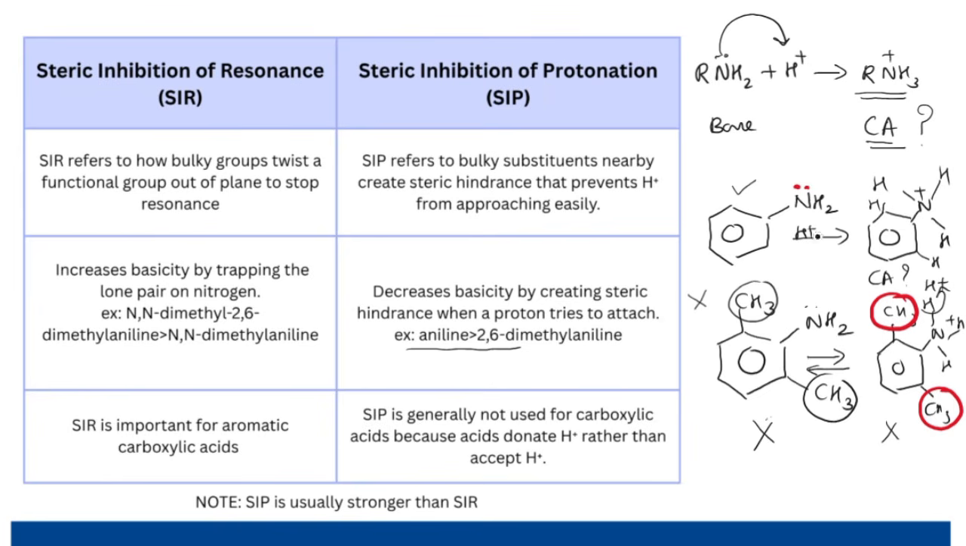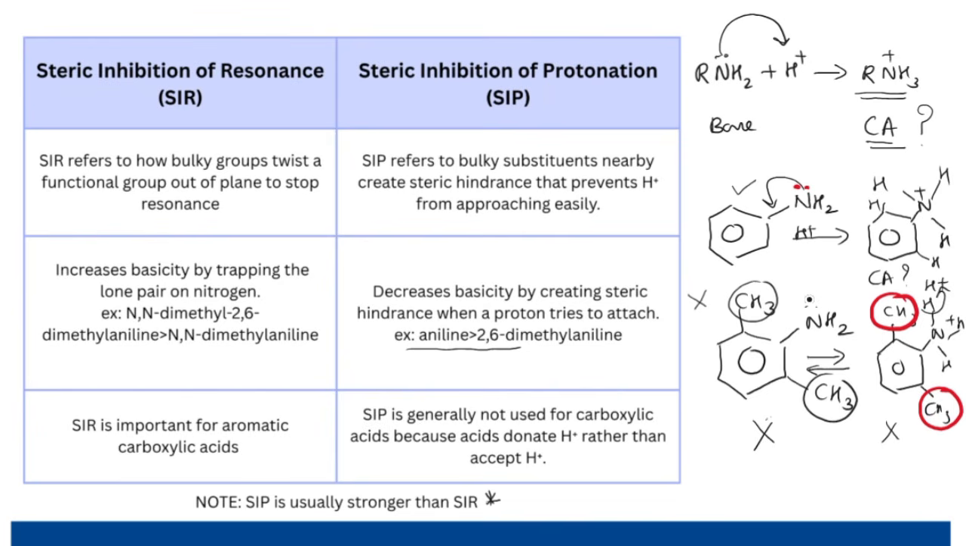Many students might think that, okay, so there is a resonance here also. Then why are we not considering the SIR? So for that, the note is here. SIP is usually stronger than SIR. That is the reason, although there is a resonance, right? So always there is one phenomenon which predominates the other. So in this case, the steric inhibition of protonation, the competition for the space after it accepts the proton, is much more as compared to the resonance phenomenon.